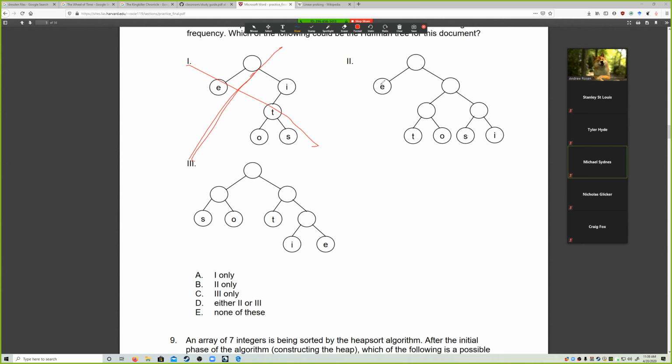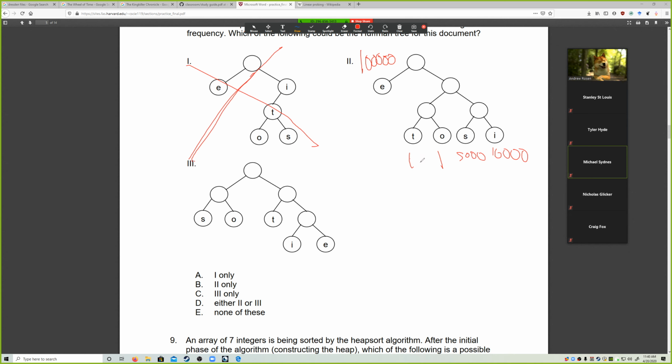So number 2, E is pretty close to the top, and I is at the bottom, but that's possible. If the frequency of E is like 100,000, and this one has a frequency of 1,000, and 10,000 and 5,000 and 1 and 1, then you'd get this tree if these were the weights of each of these items. 1 and 1 would go together and create a new tree.